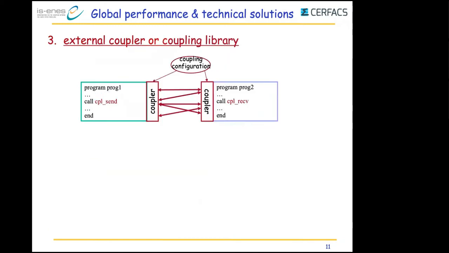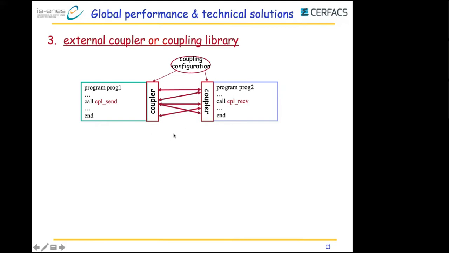Now, the third approach that you can use, and this is what we do with the OASIS coupler, is to use an external coupler or coupling library. And here, the philosophy is very different. You change your original program as little as possible. You just implement some routines to send or to receive the fields, and you link your components, your programs, with the coupler, with the coupling library. That takes care of the coupling exchanges based on a configuration that the user writes externally.